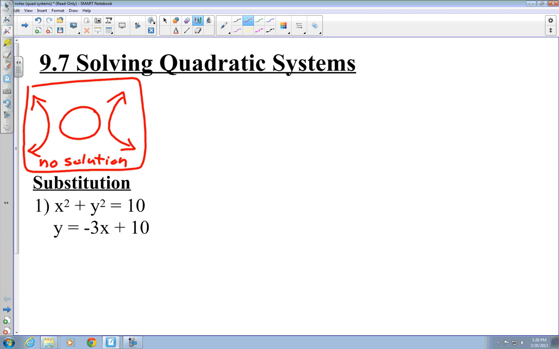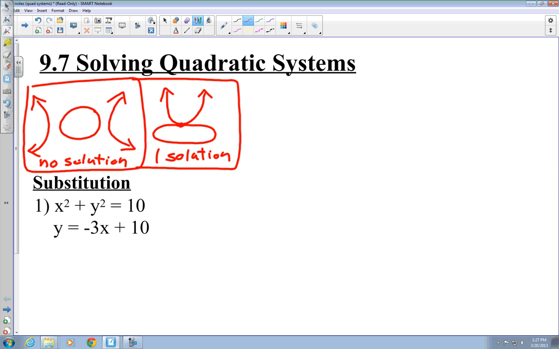Now, let's say I have a parabola and an ellipse, and they look like that. One solution. At one point where they intersect would give me one solution. Okay?